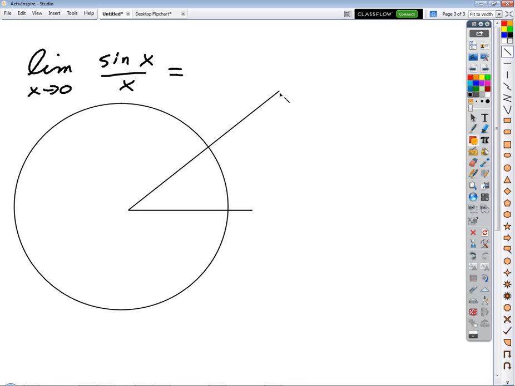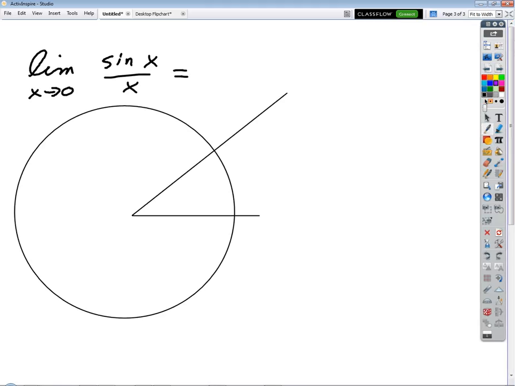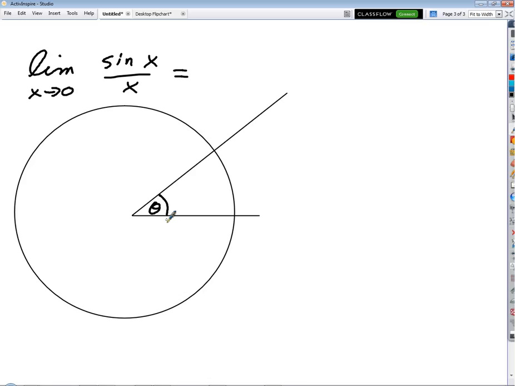There you go. Okay, so here's our unit circle. Now, we're going to focus in. We got this angle. We'll call the angle theta. We use Greek letters for our angular variables, as you probably know. Let's define three different triangles here. I want to define a big triangle, well actually two triangles and a sector.